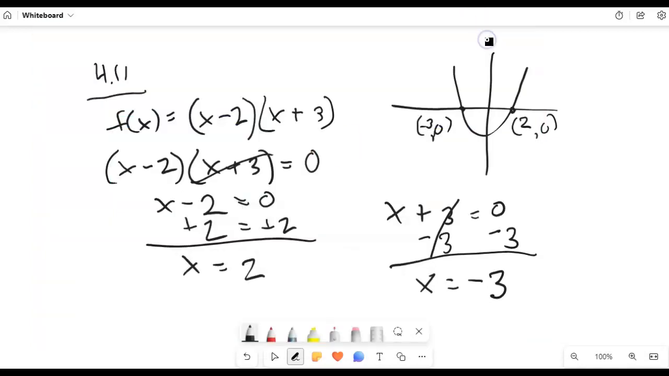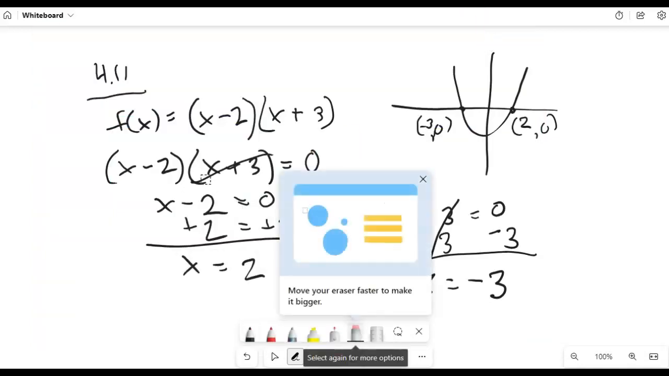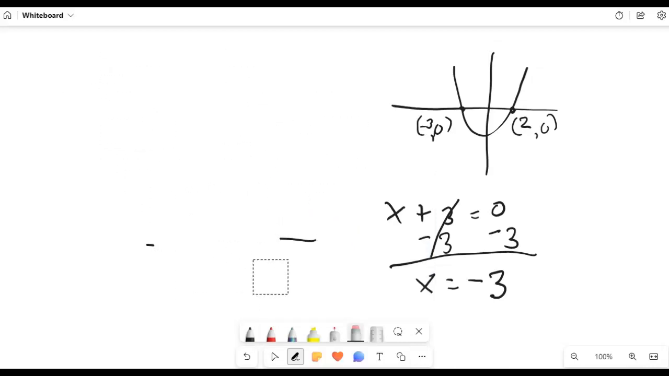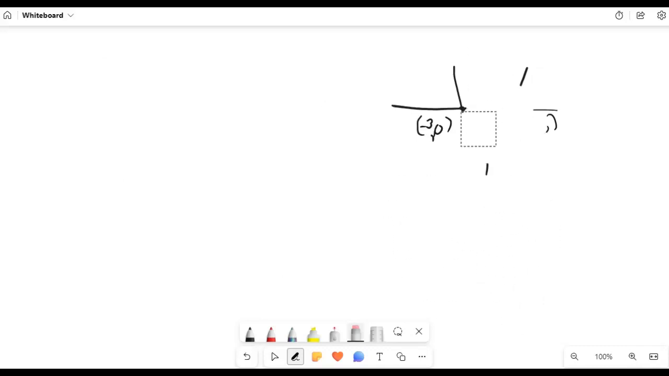Oh, I did not mean to open that email, excuse me. All right. Now, move it faster to make it bigger. Oh, cool. Okay. This is a new tool I'm using, so it's very exciting.